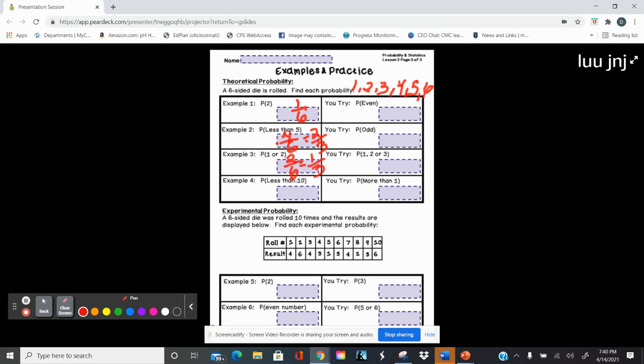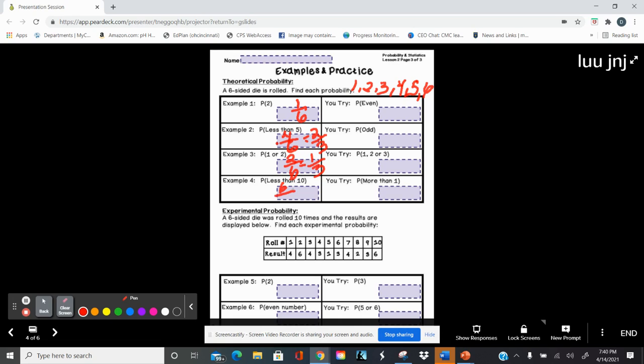And then the last one, they want to know, what is the probability that we're going to roll a number that is less than 10? Well, is this a trick question? Because there are only 6 sides, right? So that's 6 numbers. Every outcome is going to be favorable because everything is less than 10. So that's 6 favorable outcomes and 6 total outcomes. So the probability of that is 100%. Okay?